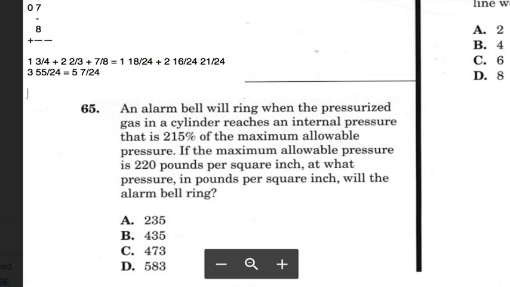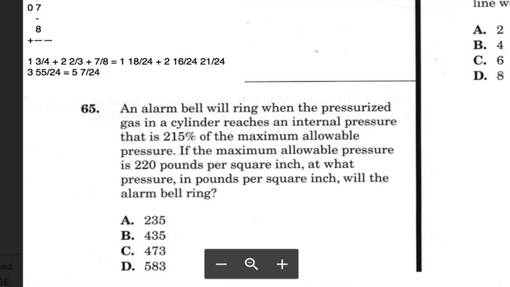Okay? An alarm bell will ring when the gas reaches an internal pressure that is 215% of the maximum allowable pressure, if the maximum allowable pressure is 220 pounds per square inch. So we have that same phrase there, the maximum allowable pressure. It's 215% of the maximum allowable pressure. And then they're saying the maximum allowable pressure is 220. So it looks like, I haven't read the end of the sentence, we're getting 215% of 220. Which again, of means multiplication.